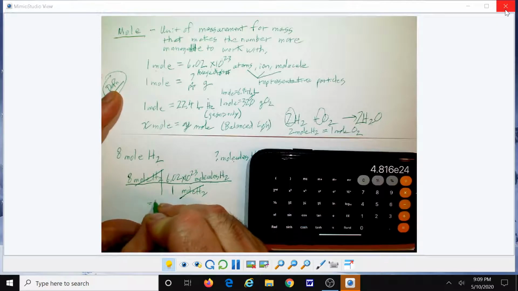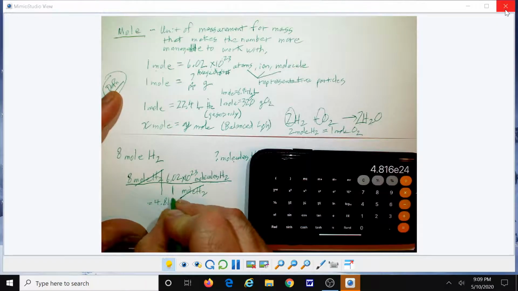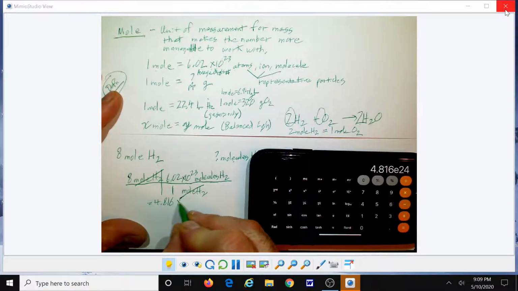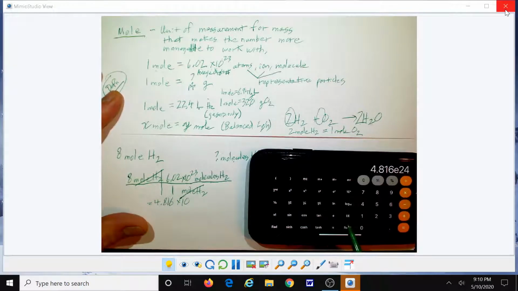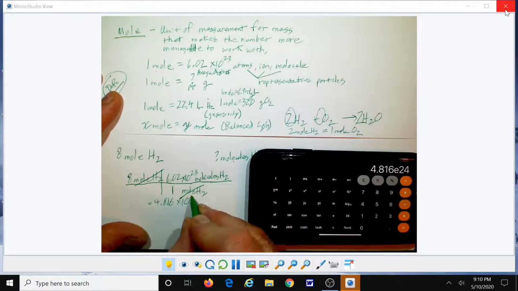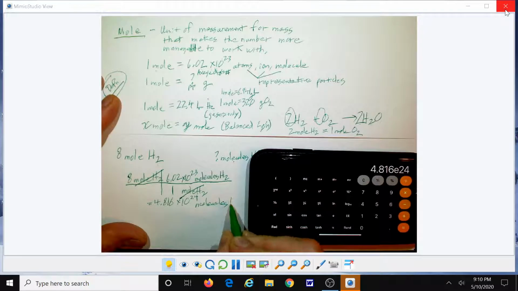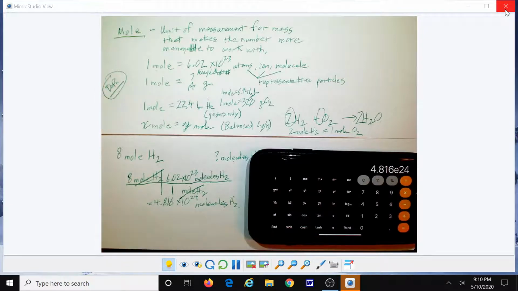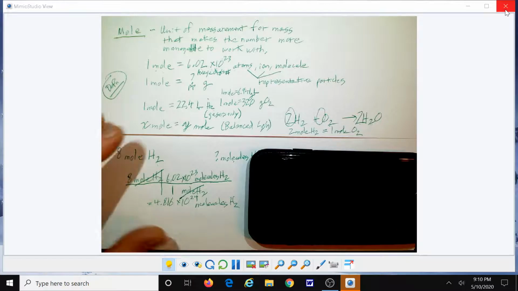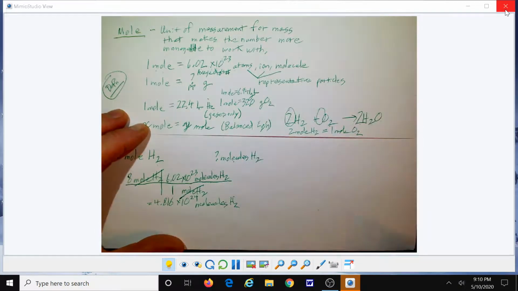That number is 4.816. Now the E means times 10 again. Remember how we hit the EE down here in the calculator? So this means times 10 to the 24th power, right? And that's going to be molecules because we didn't cross out those units of hydrogen. So that's how you would do a one-step problem. Okay. All right, dealing with the mole.